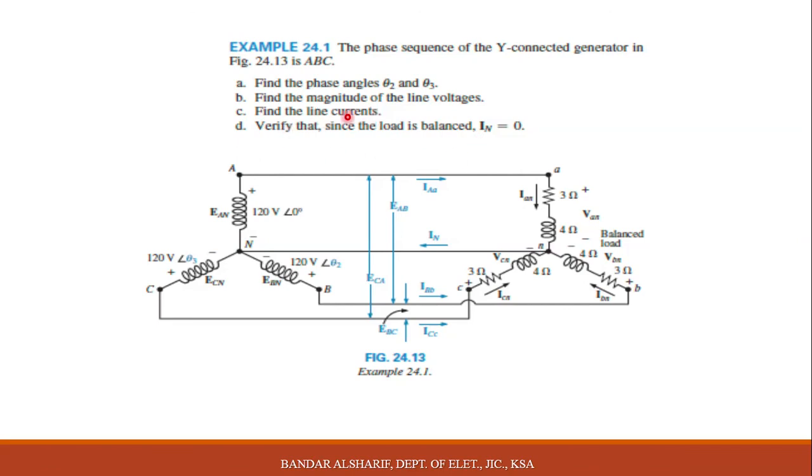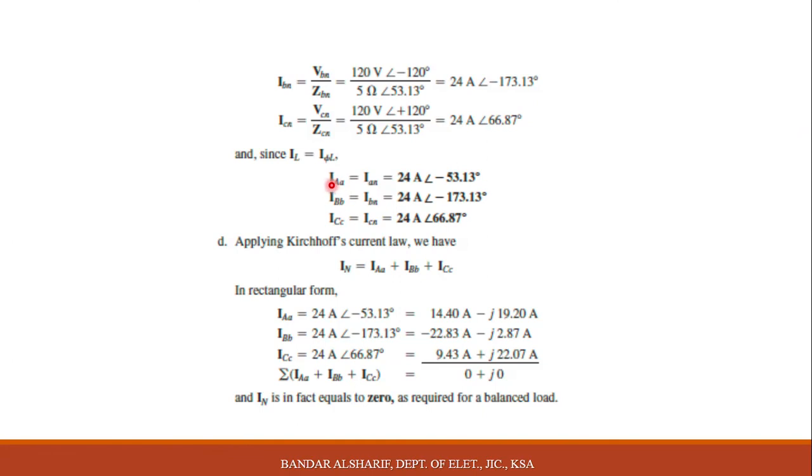Okay, but our question was about the line value. Find the line current, not the phase current. But we cannot find the line current before finding the phase current. Okay, and for Y connection, it is the same. But for the next section, if the source is Y and the load is delta, you will see the difference. Because here, IA capital equals IAN small, which means I line equals I phase, the same magnitude and the same angle. Similarly IB capital B small, which is I line, with I phase, same value, see here, 24 ampere 66 degree.